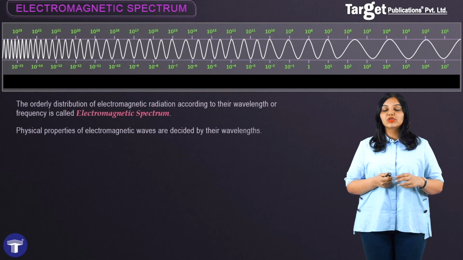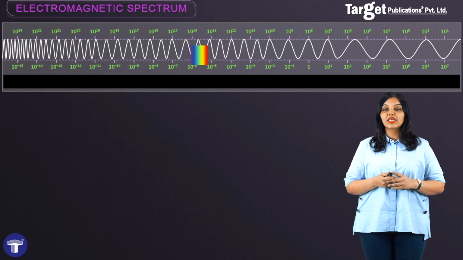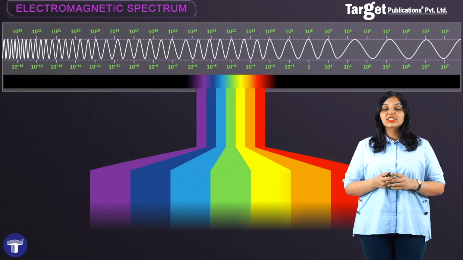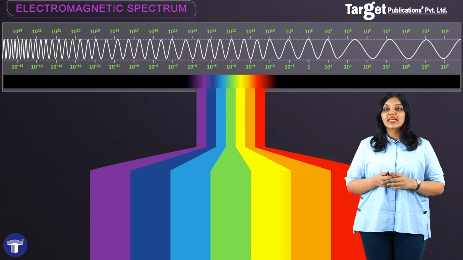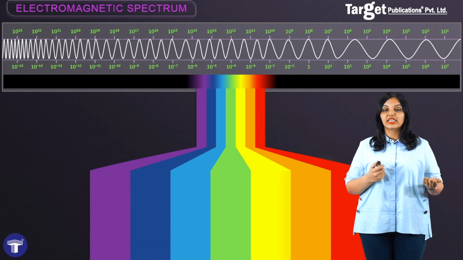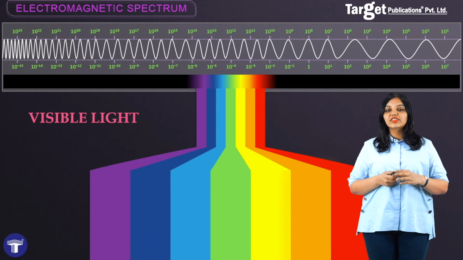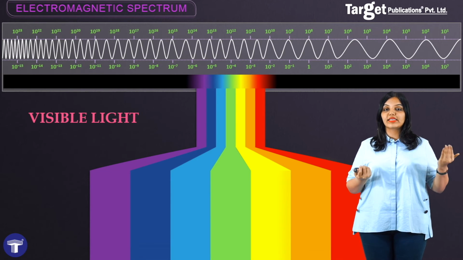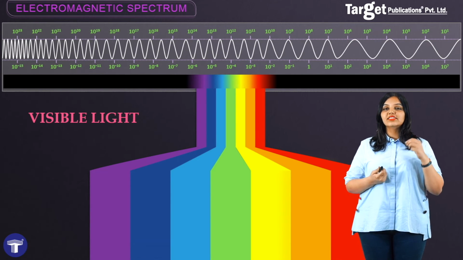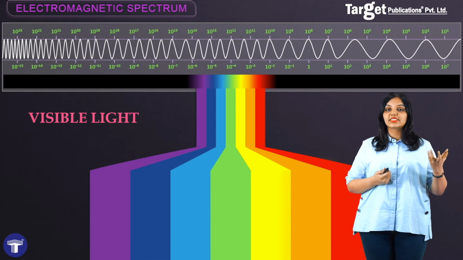A very small portion of the electromagnetic spectrum is something we are very well aware of. This is known as the visible light spectrum, that is the light which we see in our everyday life. This helps us see the world around us and is known as the visible light portion of the electromagnetic spectrum. As you can see, it's a very small part of a big spectrum.